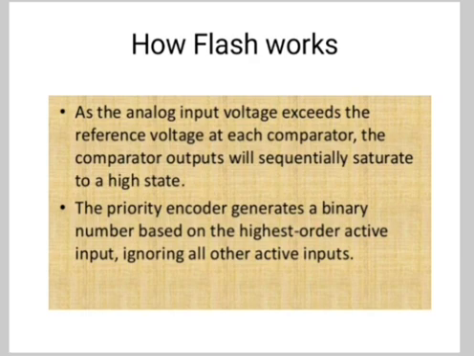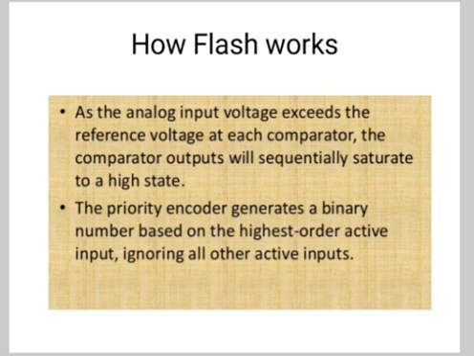So V reference is a stable reference voltage, which is provided by a precision voltage regulator as part of the converter circuit. As the analog input voltage exceeds the reference voltage at each comparator, the comparator output will sequentially saturate to a high state. The priority encoder generates a binary number based on the highest order active input, ignoring all other active inputs.